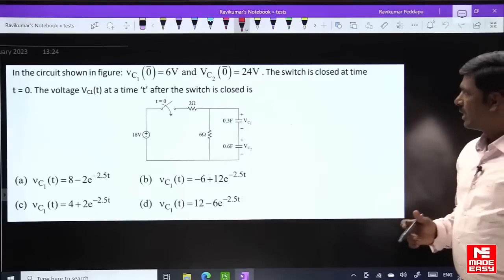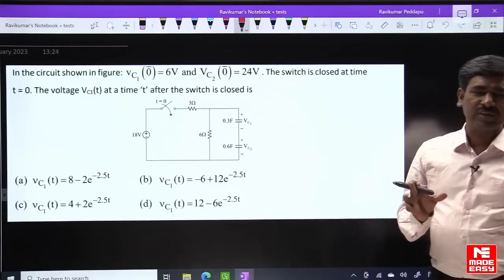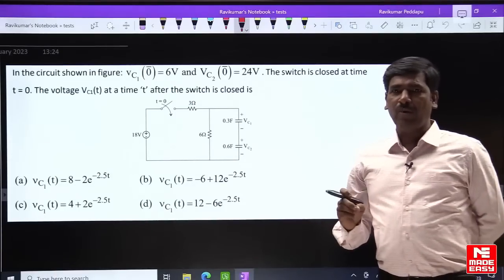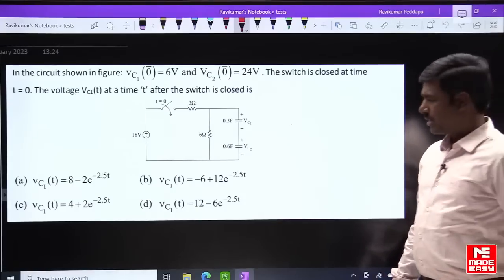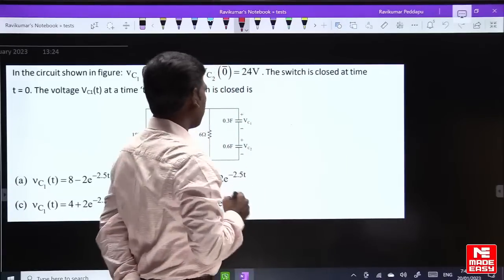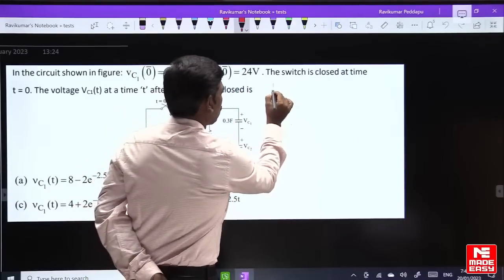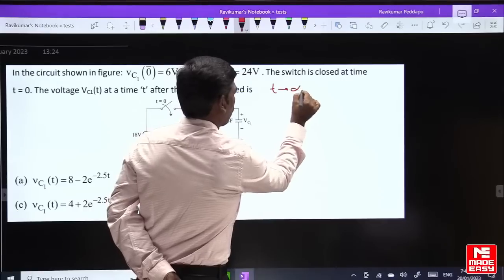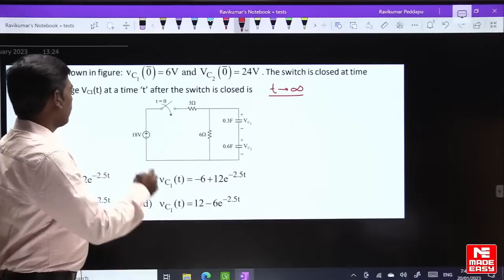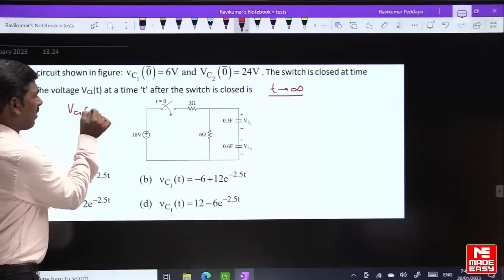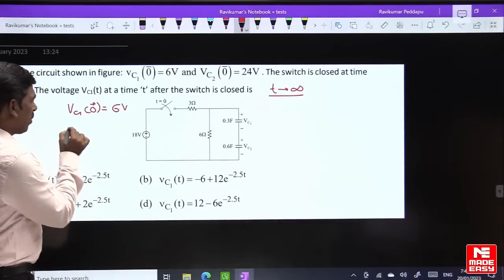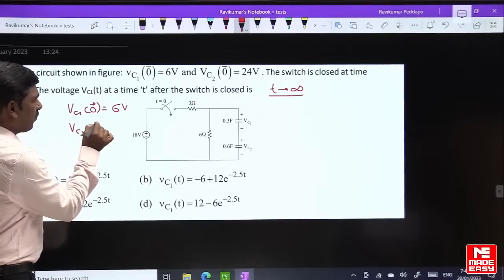So now here I am using just the first order response formula: final value plus initial value minus final value into e power minus t by tau. How to find out the final value for this question? We already know Vc1 of 0 minus is given. So what is Vc1 of 0 plus equal to? Vc1 of 0 plus is equal to 6 volts. Vc2 of 0 plus is equal to 24 volts.